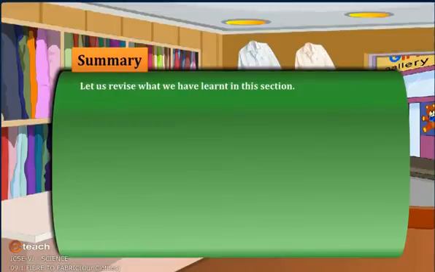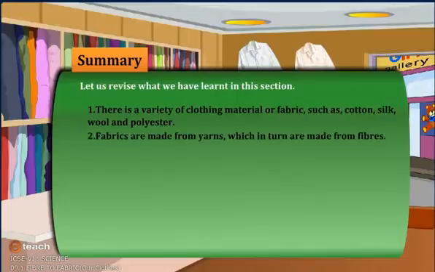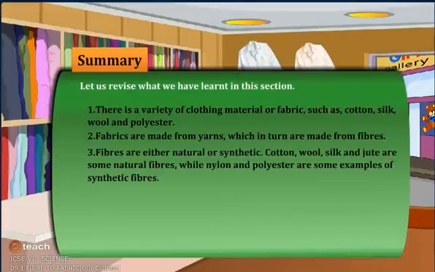Summary. Let us revise what we have learned in this section. There is a variety of clothing material or fabric, such as cotton, silk, wool, and polyester. Fabrics are made from yarns, which in turn are made from fibers. Fibers are either natural or synthetic. Cotton, wool, silk, and jute are some natural fibers, while nylon and polyester are some examples of synthetic fibers.